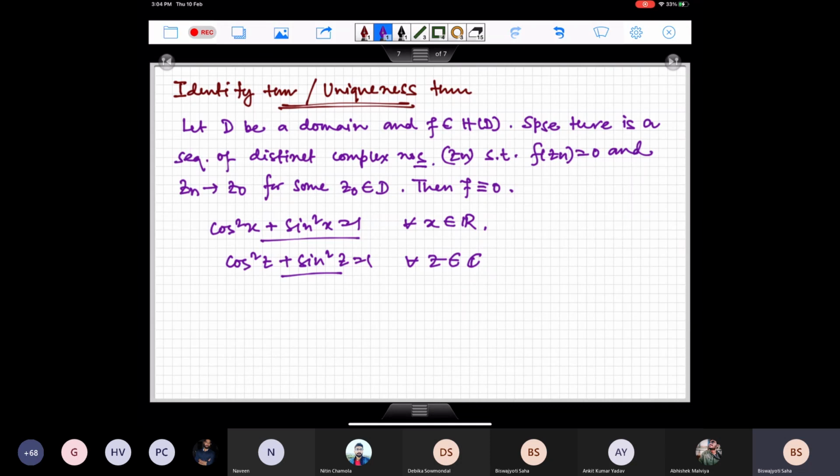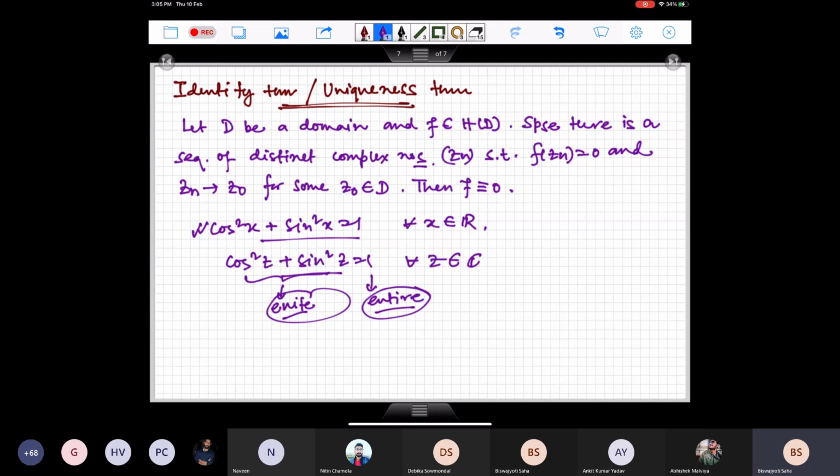And now it should be very evident. For example, this is an entire function, or holomorphic function, whatever you want to say. This guy is an entire function. I see that these two entire functions agree on the real line, and clearly the real line has a limit point inside the complex plane. Therefore these two entire functions which were agreeing on the real line must agree on the set of complex numbers as well.